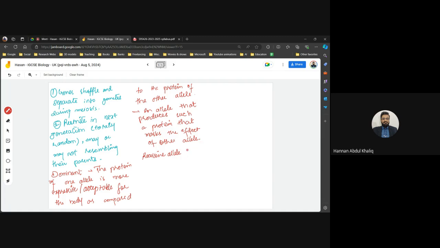A recessive allele is the one that either does not produce a protein, or maybe produces an unacceptable or faulty protein. So that is the meaning of a recessive allele.